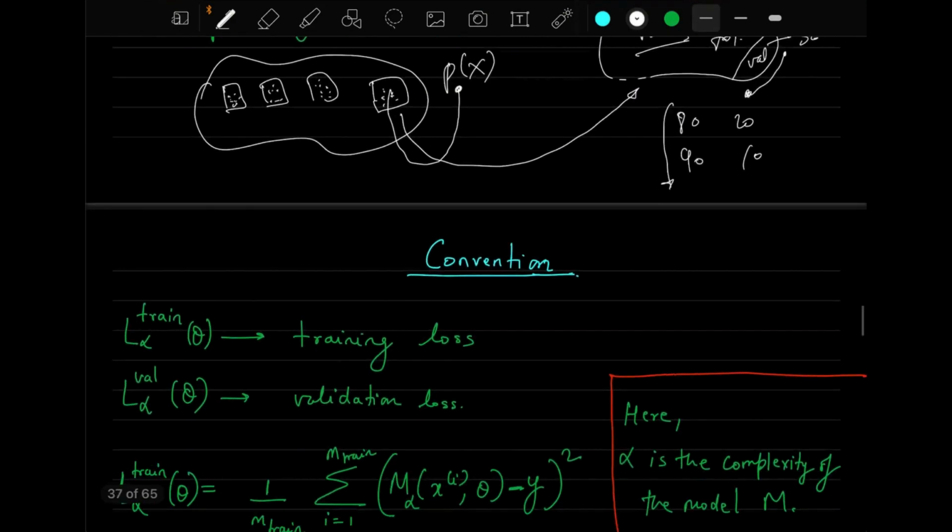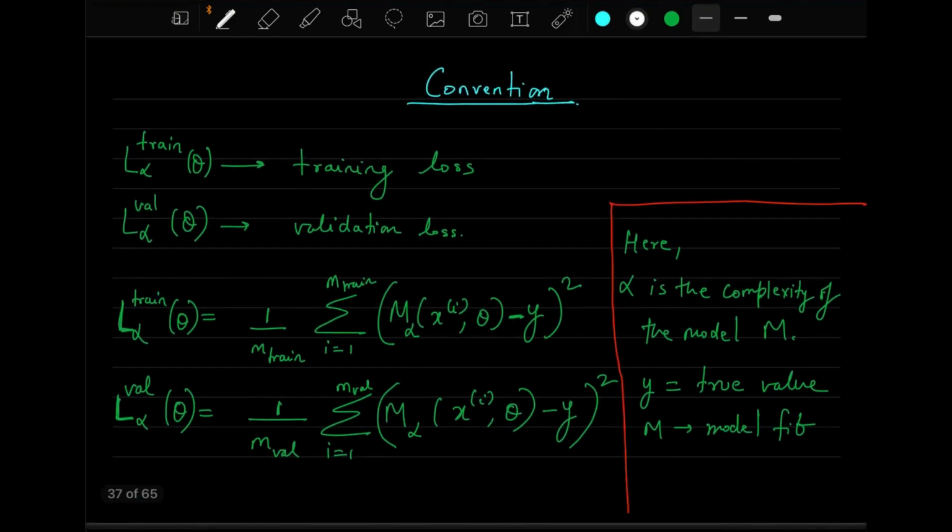Okay. So now what we will discuss is the naive way of cross-validating the data set. How we will do that is, I will define some terms here. The first one we are calling L superscript train, subscript alpha theta. This is our training loss. And L superscript val, meaning validation, subscript alpha theta, is our validation loss. So I am defining these two terms.